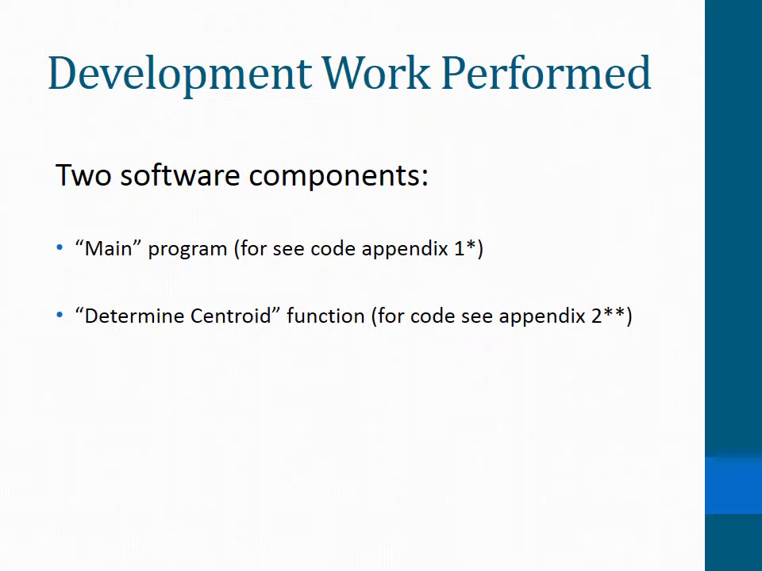The development work performed. There are two main software components: the main part of the program, the code of which is attached here as Appendix 1, and a determine centroid function, the code of which is attached as Appendix 2. We'll discuss both of these components in the next several slides.